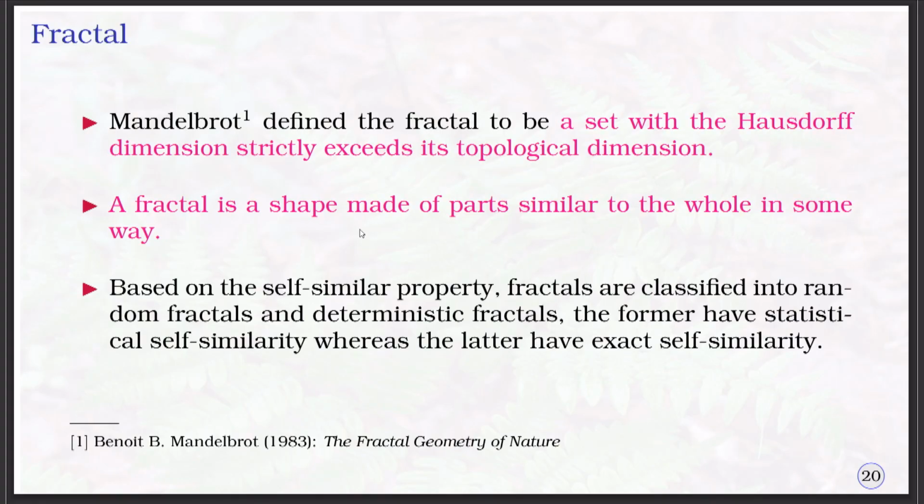A fractal is a shape made of parts similar to the whole in some way. So, what does it mean? A fractal is a shape made of parts similar to the whole in some way. This property is called the self-similar property. You can take an object and take its parts. If a part is a resemblance of the whole thing, then we can call this set self-similar in nature.